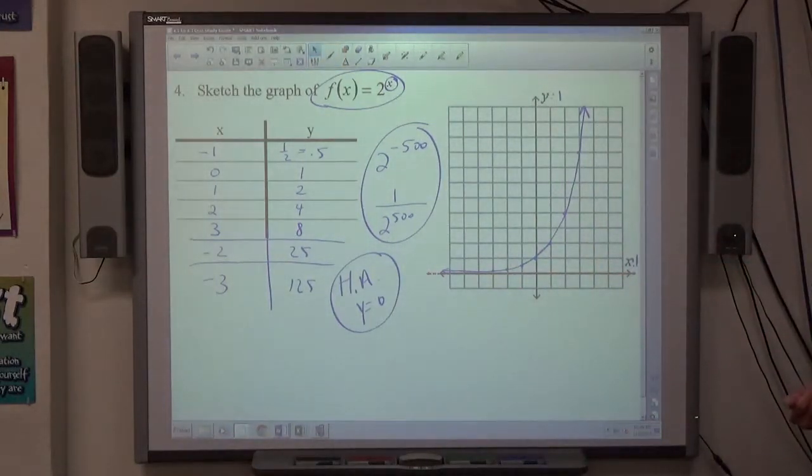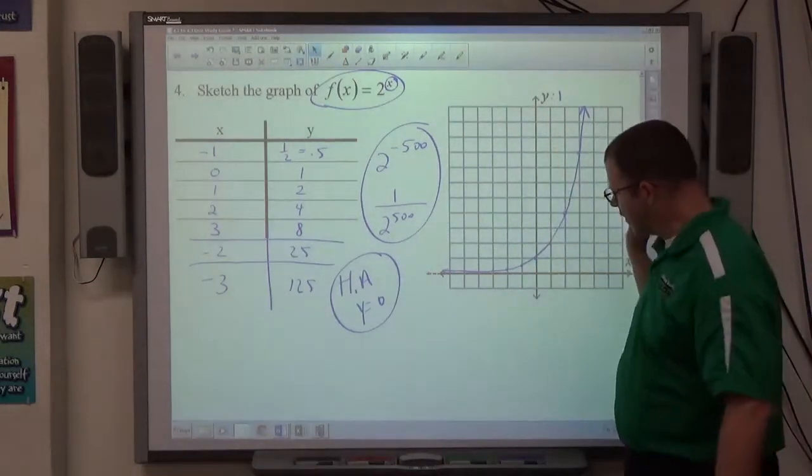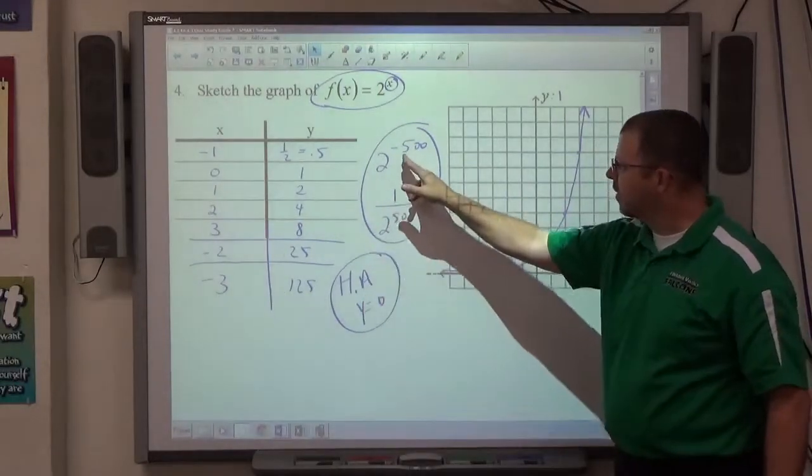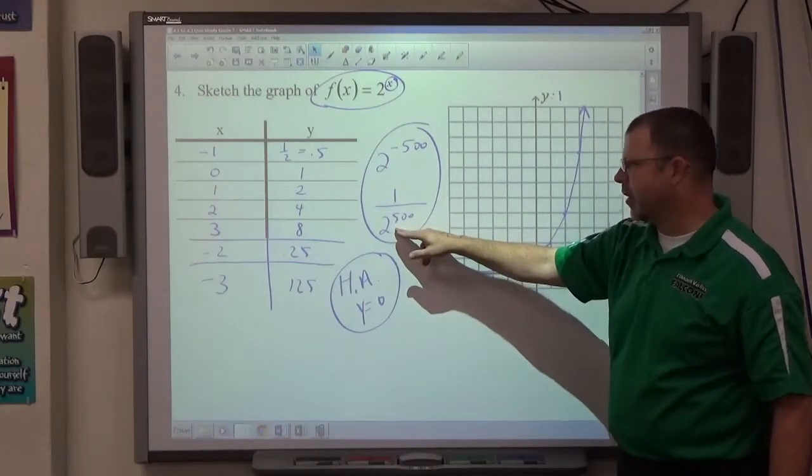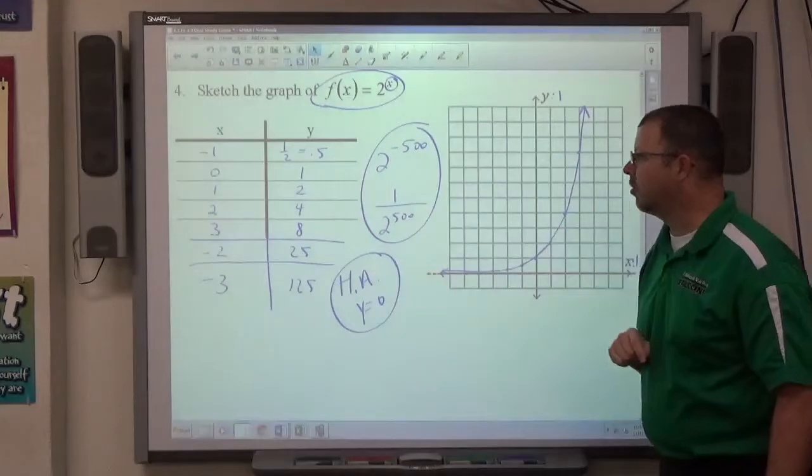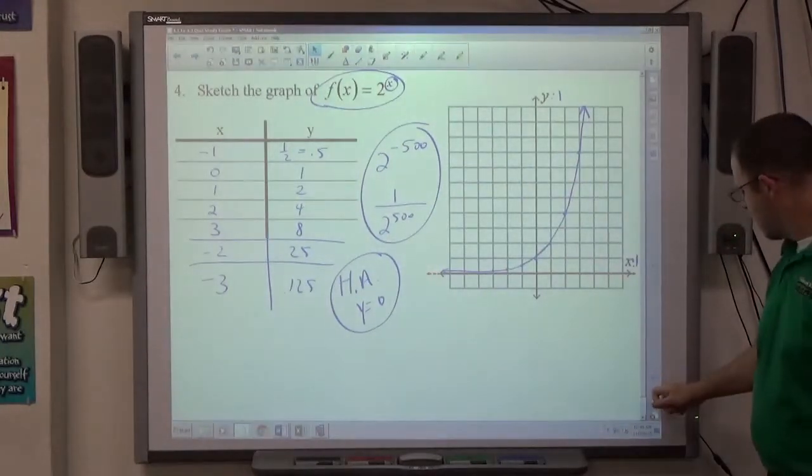But just know that the reason why is as x increasingly gets smaller, you're getting a bigger and bigger and bigger number underneath 1, so it's getting closer and closer and closer to 0.